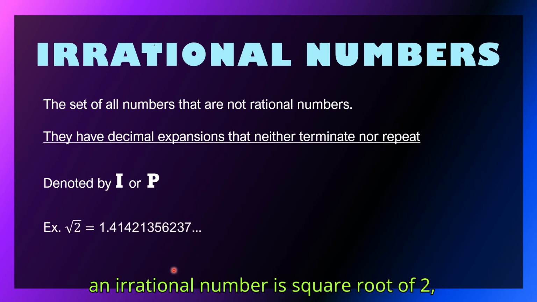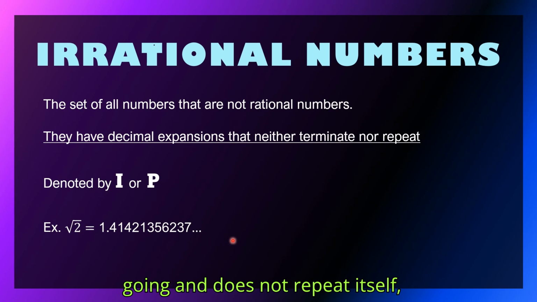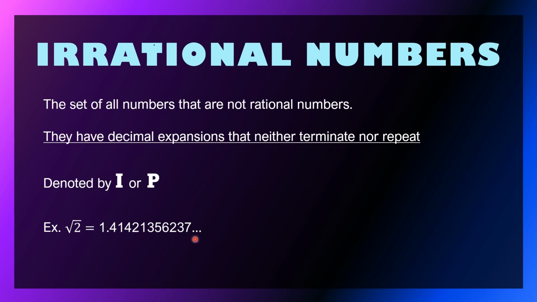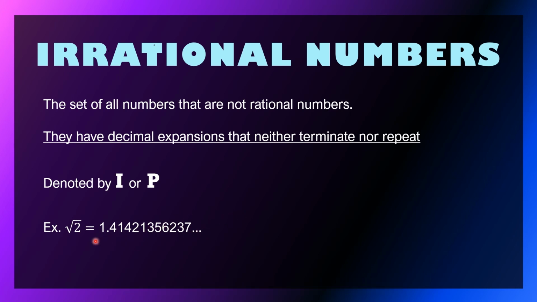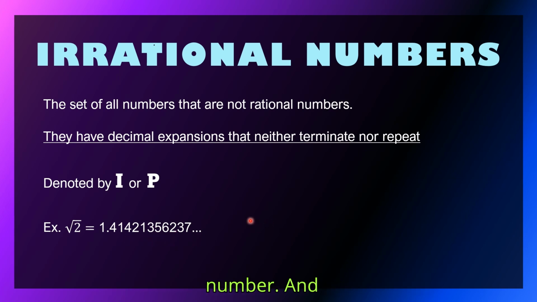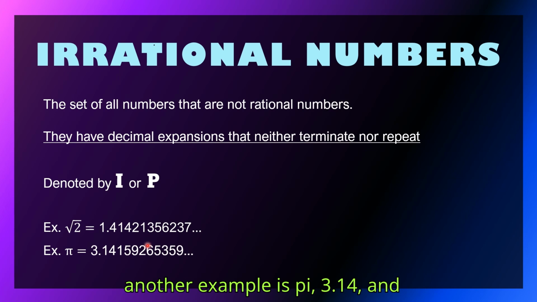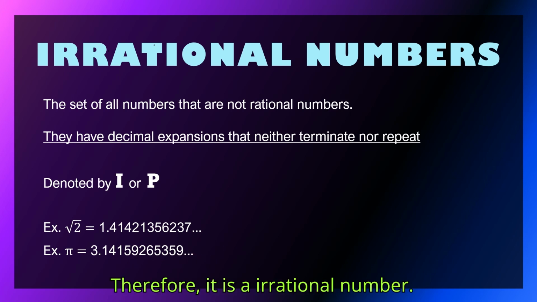An example of an irrational number is the square root of 2, where we have this long number that keeps going, and it does not repeat itself, and it does not stop. So it continues to keep going, and you cannot represent this as a rational number. Another example is pi, right? 3.14, and it keeps going. There are no repeating numbers. It does not stop, so therefore it is an irrational number.